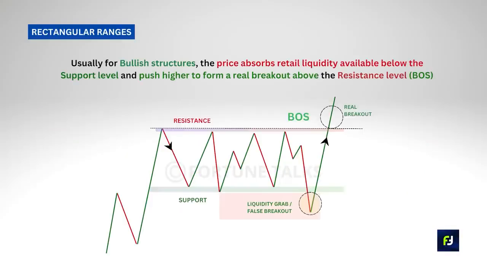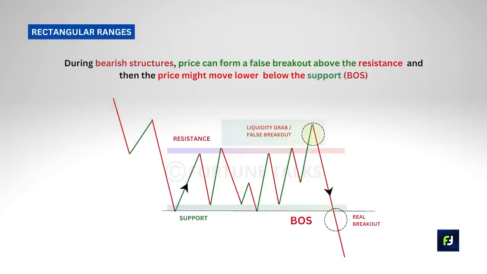For instance, if the market structure is bullish, then most probably we might see price absorbing the retail liquidity available below the bottom support level and then push higher to form a real breakout above the resistance level. On the contrary, if the market structure is bearish, then most probably we might see a false breakout above the top resistance level so as to absorb all the buy side liquidity, and then the price might move lower and form a real breakdown below the support level.